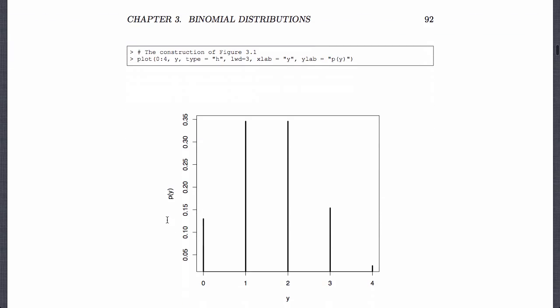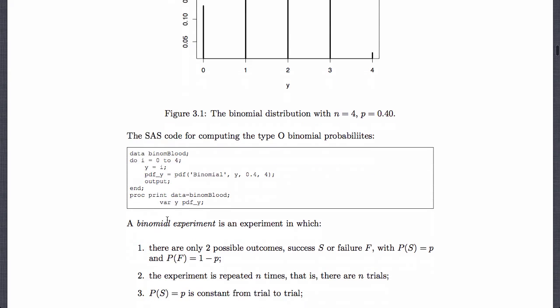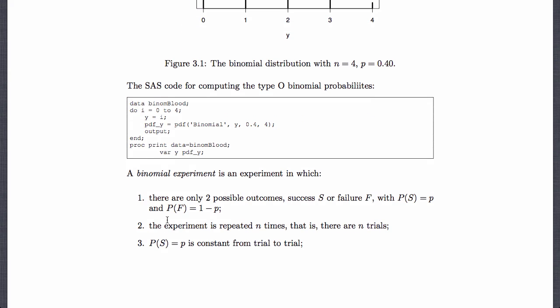Okay. And there's a plot. To plot it, I can just compute 0 to 4. I compute y, which I just computed. And type equals h means h is a type of plot that says plot vertical lines at those points. And I labeled the x label as y and the y label as p of y. So that was pretty easy to construct and compute. By the way, that's how you do it in SAS.